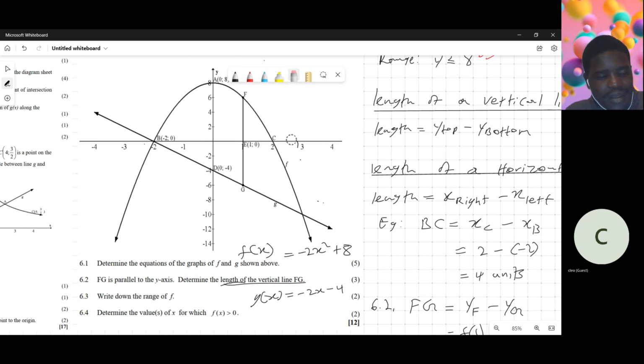f of x is y. Do you agree, Tendo? Yes. And then when we say greater than 0, we are saying positive. Good. So it means where is the output positive? Give us the values of x, the input values, for which the output will be positive. Do you see that? So they are saying the output must be positive.